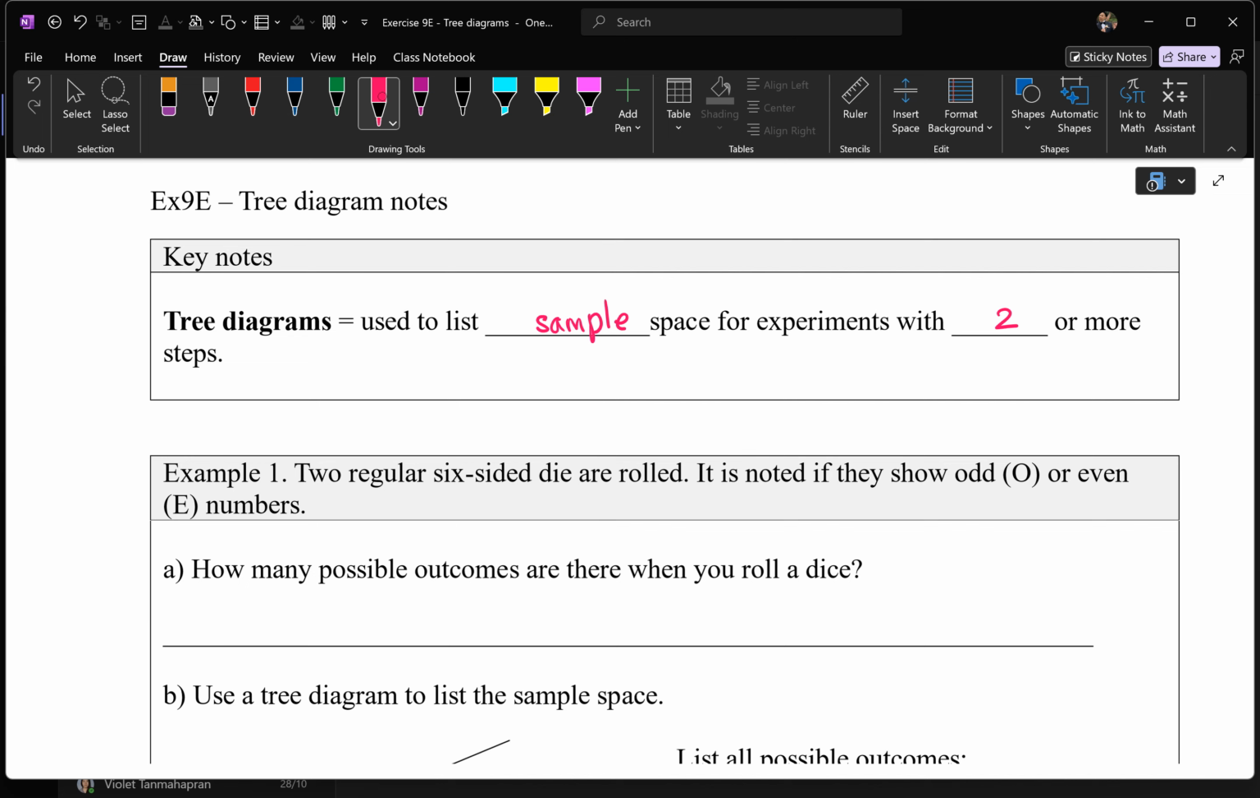Tree diagrams is a tool. It is to help you visualize your problems when you have 2. Thanks, Idris. When you have problems that have 2 or more steps. So what do I mean by that?